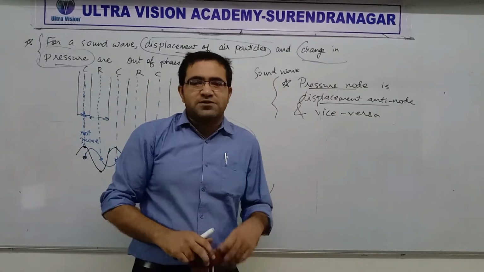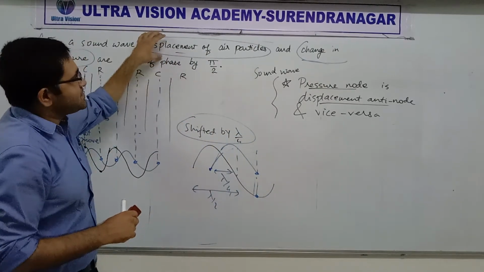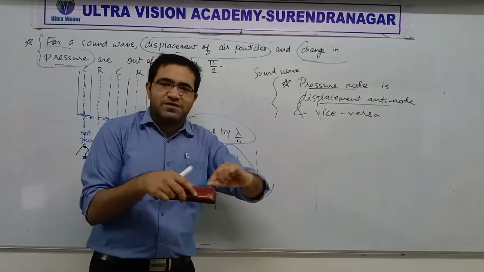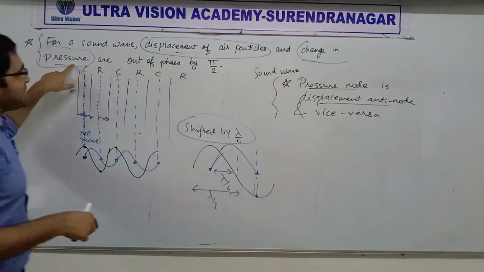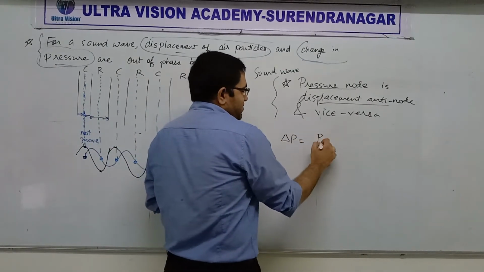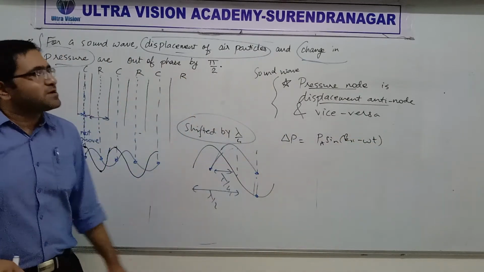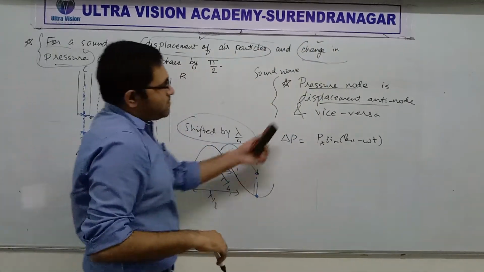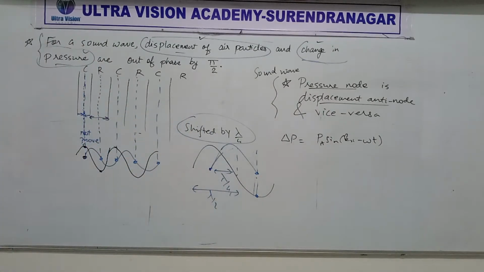In sound you can consider the wave in two ways. One way is to say that this is a longitudinal wave where particles are displaced like this, left and right. The other way to consider a sound wave is as a change in pressure. Hopefully you remember the equation that I wrote last time about pressure: pressure amplitude times sine of kx minus omega t. So you can consider sound waves in both ways, like this and this. When you compare them, the pressure node becomes the displacement antinode and vice versa.